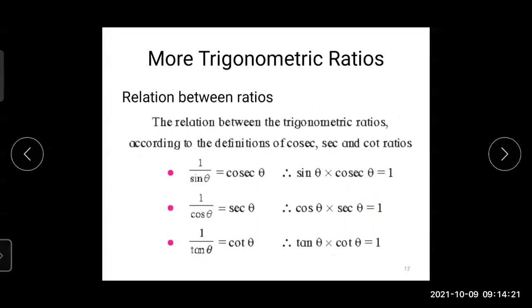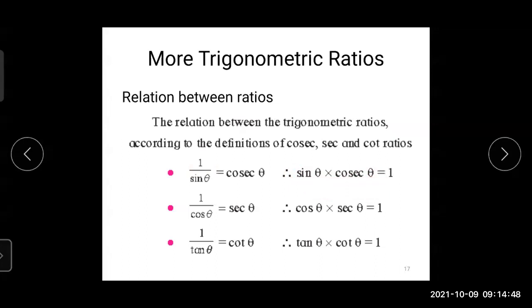There are some more trigonometric ratios, that is the relation between trigonometric ratios. According to the definition of cosec, sec, and cot ratios, 1 upon sin theta is equal to cosec theta. Therefore, we can see by cross multiplying, sin theta into cosec theta is equal to 1.